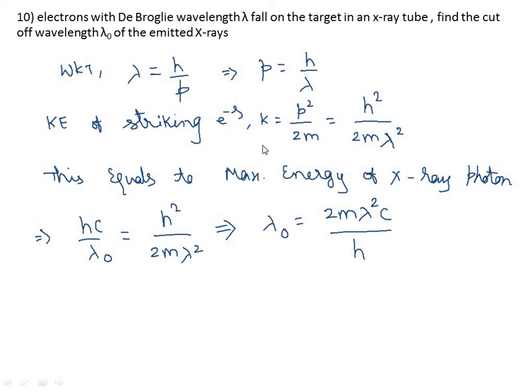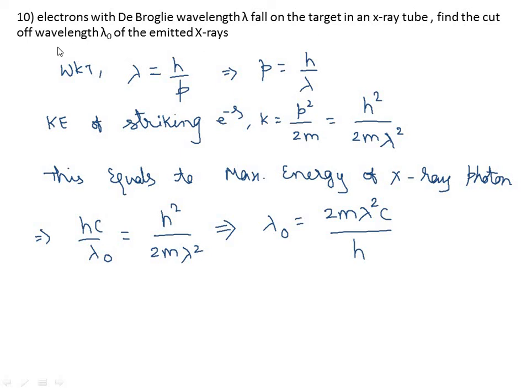Kinetic energy of striking electrons: with what kinetic energy are they striking the target? Kinetic energy equals p square by 2m. P we have already calculated, so h square by 2m lambda square. Remember, as I told you, I am relating the energy and the wavelength here. Did you notice that? Kinetic energy of the particle and momentum of the de Broglie wave, K equals p square by 2m. So p we represented in terms of the wavelength, so h square by 2m lambda square. Remember, this equals the maximum energy of the X-ray photons. That's it, right? Because the electron with de Broglie wavelength falls on the target in an X-ray tube.